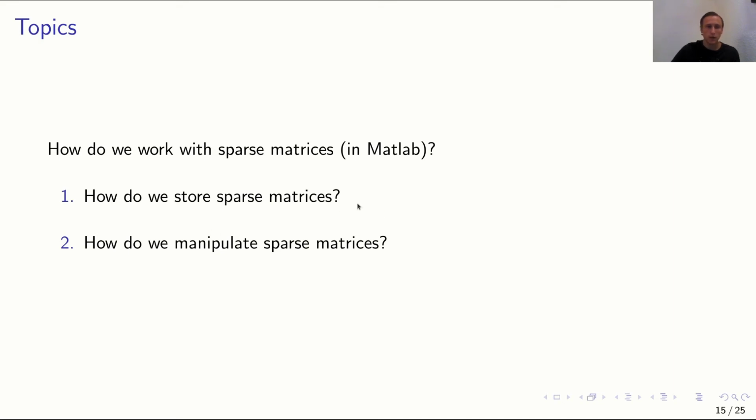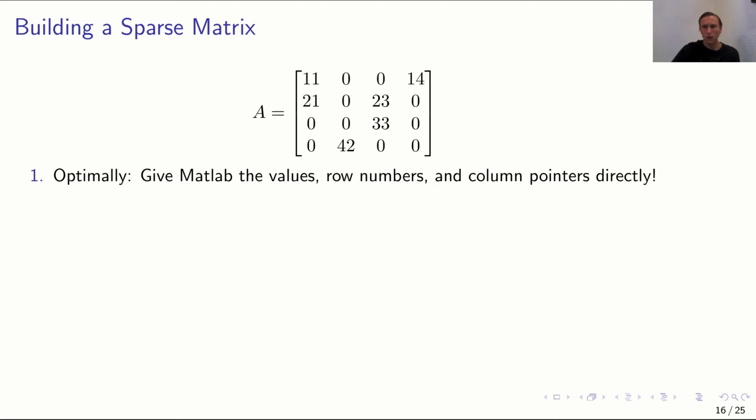All right, so that's it for the memory. We now know how these sparse matrices are stored. What does this tell us about manipulating sparse matrices? Well, first of all, how can we build a sparse matrix? Presumably, the best way would be to give Matlab the values, the row numbers, and the column pointers directly. So basically give Matlab the three arrays it needs to build the sparse object.